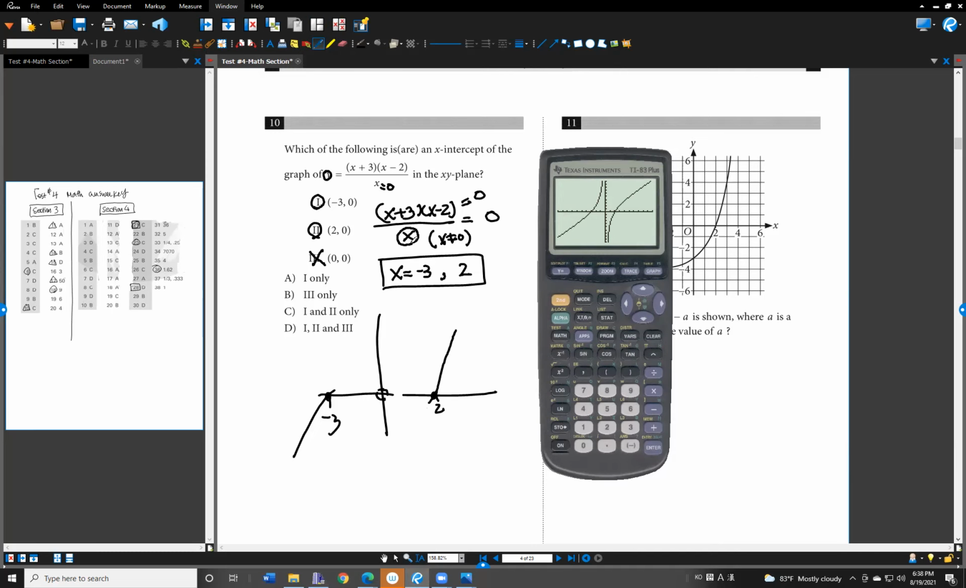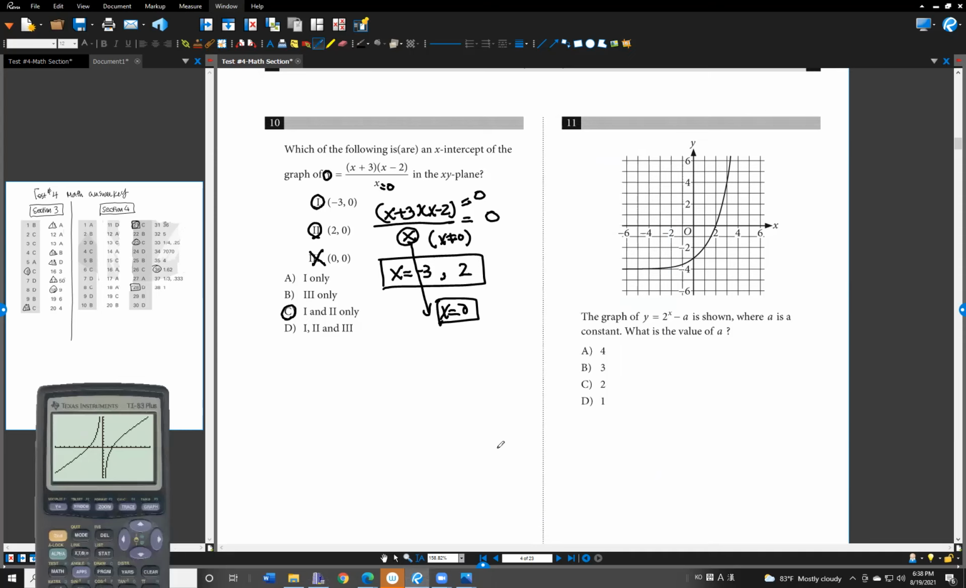That's right. With the denominator 0 at x equals 0, that is an asymptote. Okay. At x equals 0, that is an asymptote. It looks like this way. The other one looks like this way. Okay, that is an asymptote. That is not an x-intercept. Okay, all right. When the denominator is 0, there is an asymptote. That is not an x-intercept. Okay, number 10 is only 1 and 2 as x-intercepts. Okay, that is correct. All right, number 11.